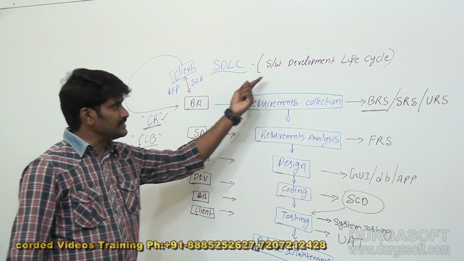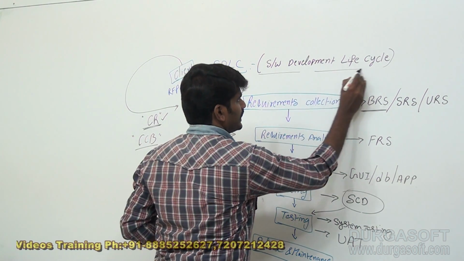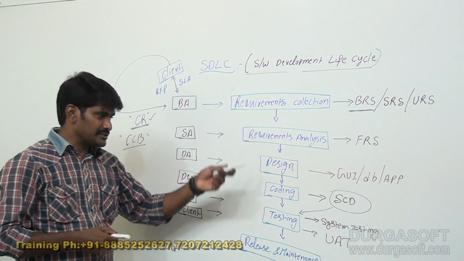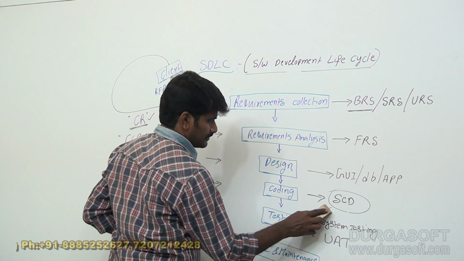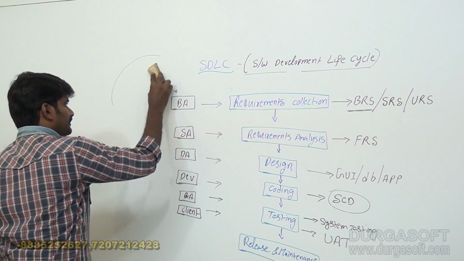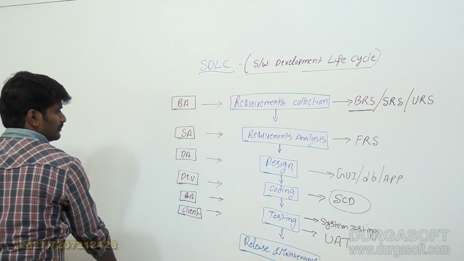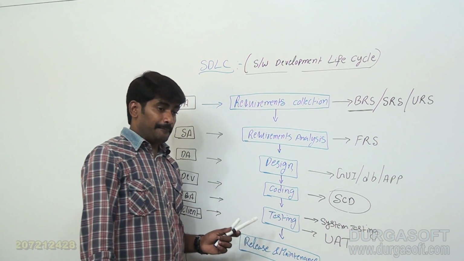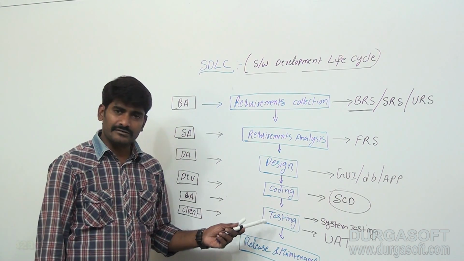So this is the SDLC procedure, software development life cycle. SDLC describes the step-by-step process of how to develop an application. This is very, very important to the developers. Why? Because it is a development process. So what is our role? Here our role is the testing role. Verifying whether the application is working or not based on the requirement is called our testing.